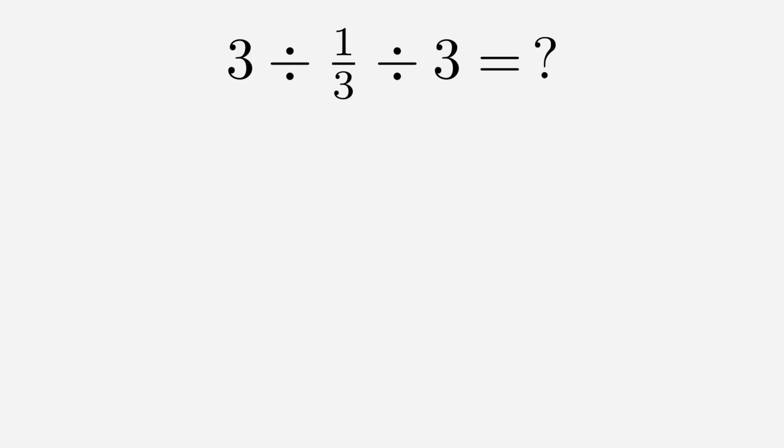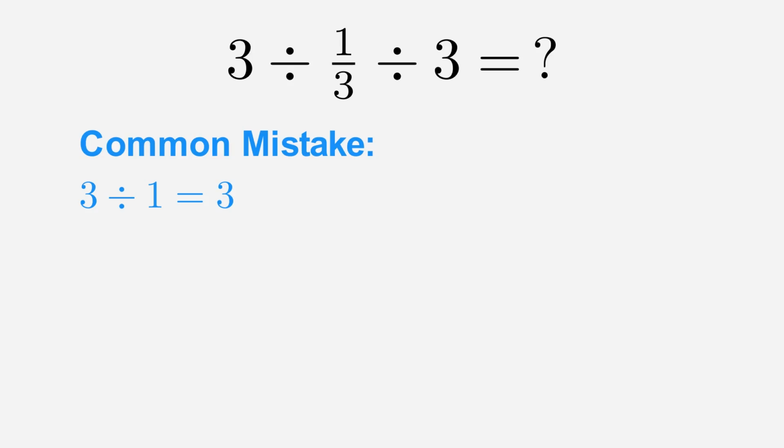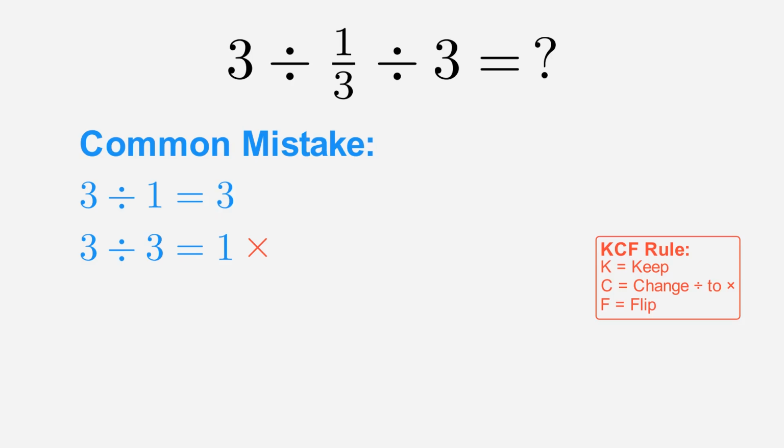3 divided by 1/3 divided by 3. Fractions plus multiple divisions. This is where math dreams go to die. Here's what most people do. They see 3 divided by 1/3 and think, 3 divided by 1 is 3, divided by 3 is 1. The answer is 1. That's not how fractions work at all. 1/3 is not 1, it's a third, and dividing by a third means multiplying by 3.